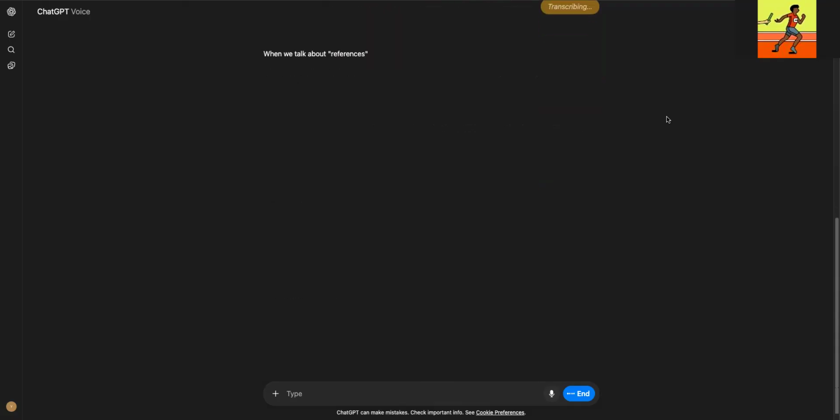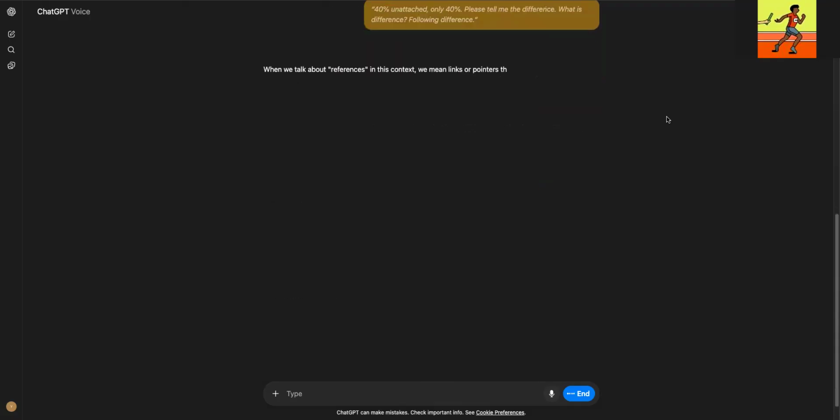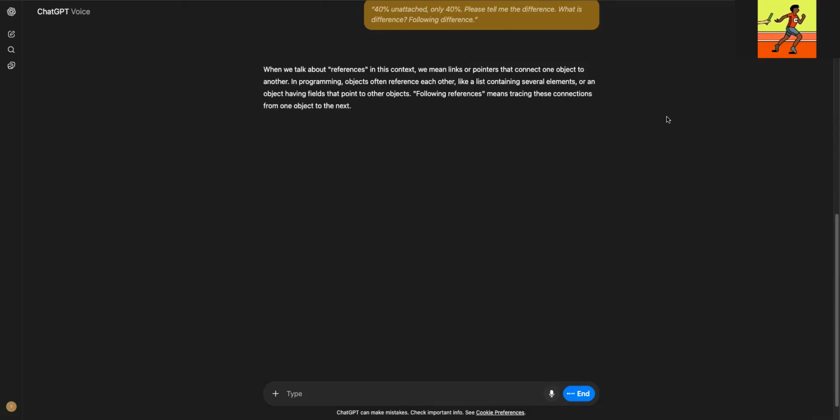When we talk about references in this context, we mean links or pointers that connect one object to another. In programming, objects often reference each other, like a list containing several elements, or an object having fields that point to other objects. Following references means tracing these connections from one object to the next. So if you can start from a root and follow these references through a chain of objects, you can determine which objects are still accessible and need to be kept alive.